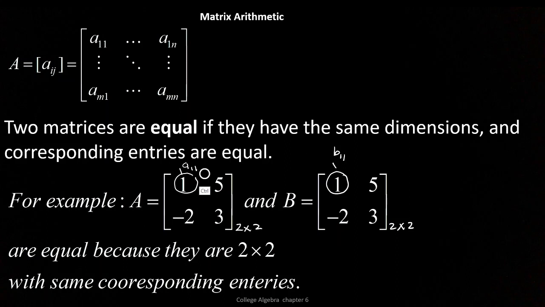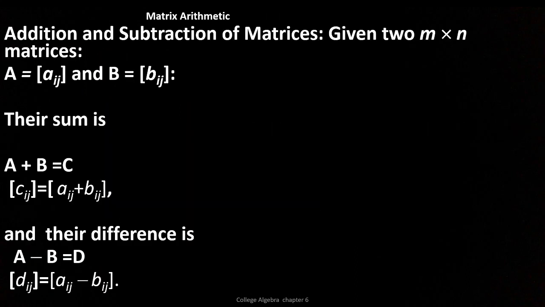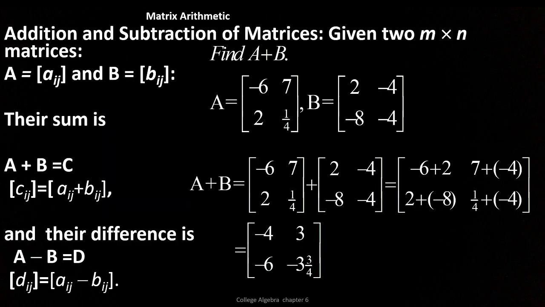So for two matrices to be the same, the corresponding entries have to be the same. All right. So how do we add or subtract two matrices? Well, to add two matrices, first of all, they have to have the same dimensions, right? Now, all we have to do to add two matrices is to add the corresponding what?